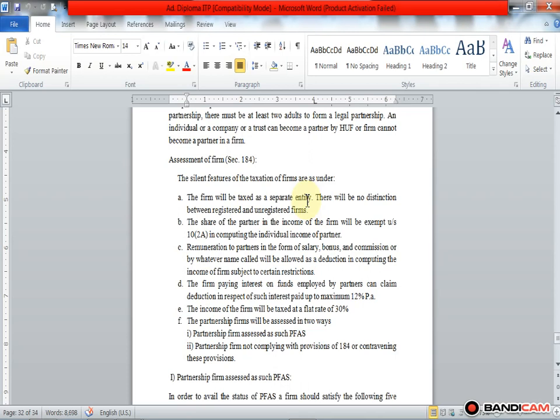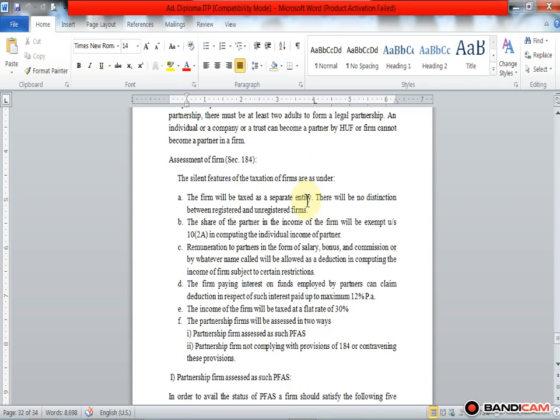Okay, but here some restrictions are given, and that restriction is that the partner must be a working partner. Okay, if he is working in the firm, then his salary will be allowed as a deduction.